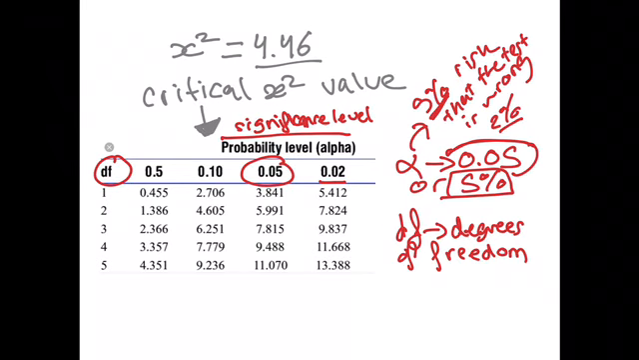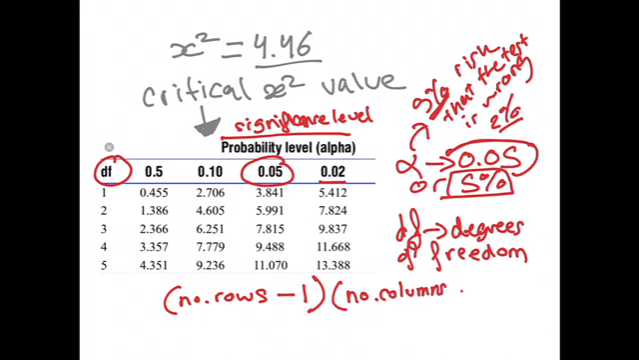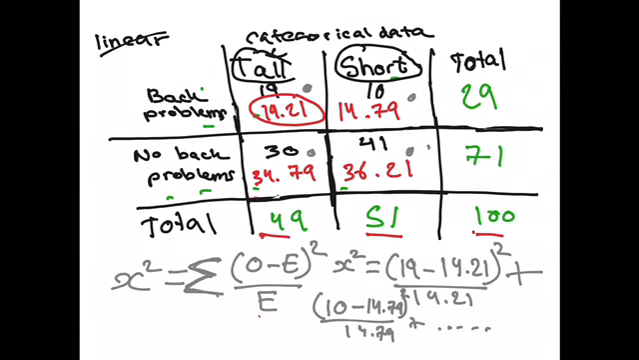But now we have to talk about degrees of freedom. The equation for degrees of freedom is the number of rows minus 1, times the number of columns minus 1. So if we go back to our table, how many rows do we have? We have 1 and 2 rows of data, and we don't count the totals. And then 1 and 2 columns.